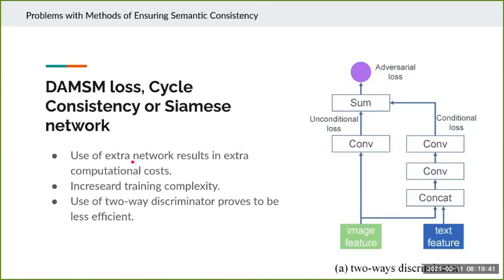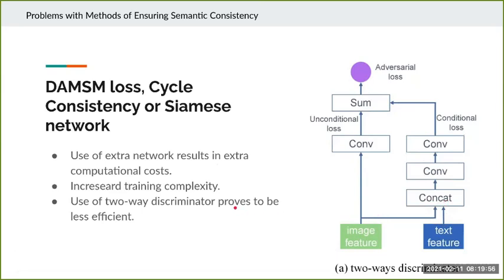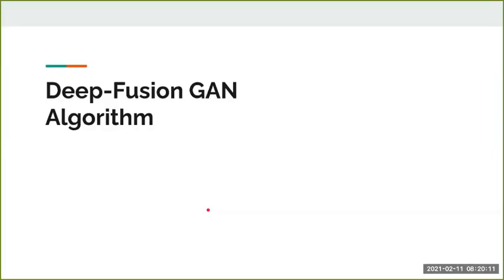So basically, again, the problem is that it uses an extra network, which results in extra computational cost. Along with that, it increases the training complexity as well, because then there are two things to optimize rather than one. And finally, in their experimentation, it proved to be less efficient as compared to what they were trying to do, something that the evaluation study also makes evident. So we'll see that as well. So these were the different problems that were recognized in previous research works that have been done in this field.